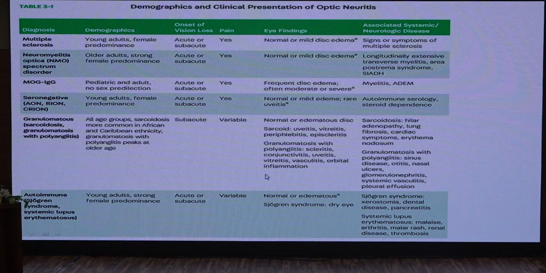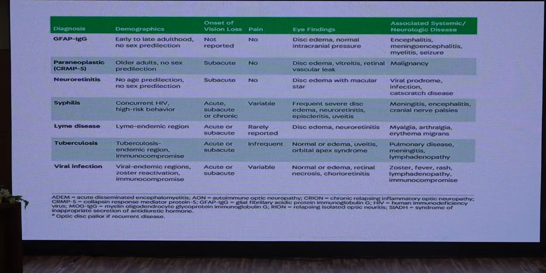Again, these are young adults, with female predominance. They have a normal or edematous disc. In Sjogren, obviously, there will be a dry eye. In Sjogren syndrome, there will be xerostomia, dental disease, and pancreatitis. Whereas in SLE, there is malaise, arthritis, malar rash, renal disease, and thrombosis.